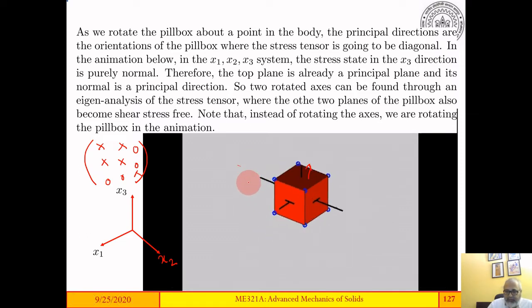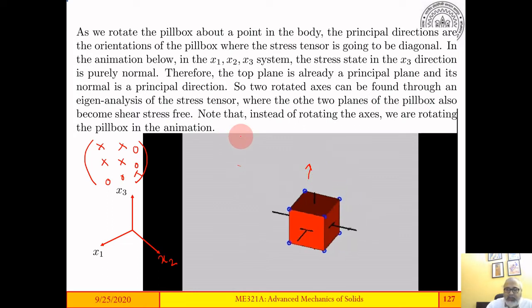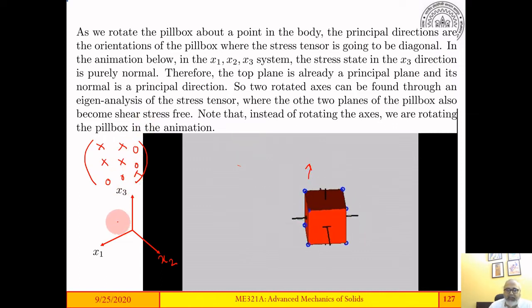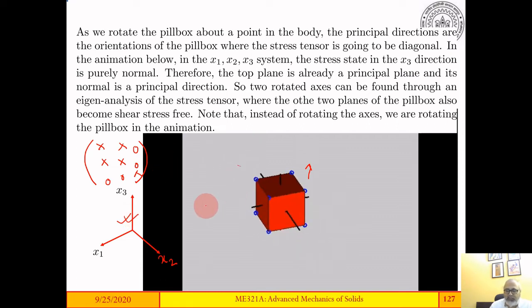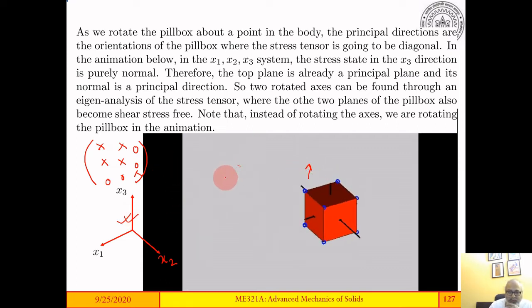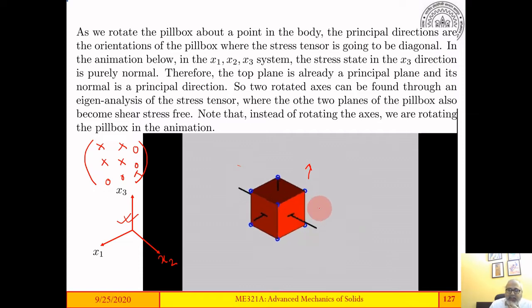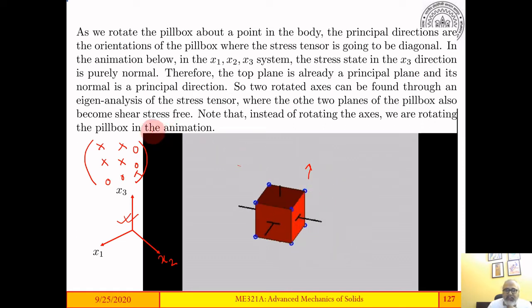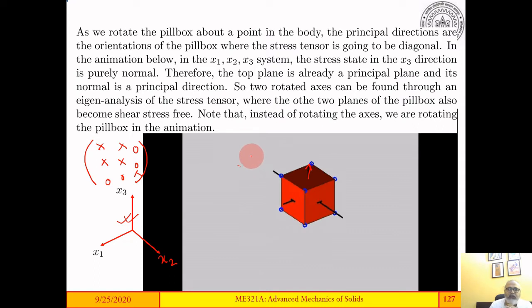So now, if I play this video, this is your point x. This is the point about which the pillbox is drawn, and rotating the pillbox is equivalent to rotating the coordinate system. So instead of rotating the coordinate system, which is difficult to do in MATLAB, I have rotated the pillbox itself. And while the pillbox rotates, you will see that at some angles of rotation, of course, there are no shear stresses on the third plane anyway, so the third plane does not come into the picture. There's only normal stress in the third plane, which means the third plane is a principal plane anyway.